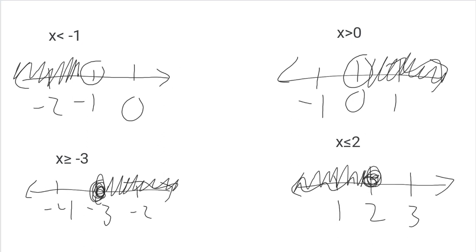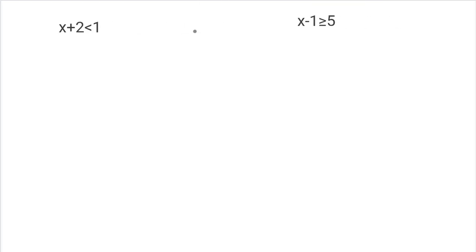So the next step is they're going to give us a problem. And we have to get x all by itself. So it's just like our equal sign. We're going to draw a line down the middle. To get rid of this +2, I'm going to do -2. So x is less than 1 minus 2, which is -1.